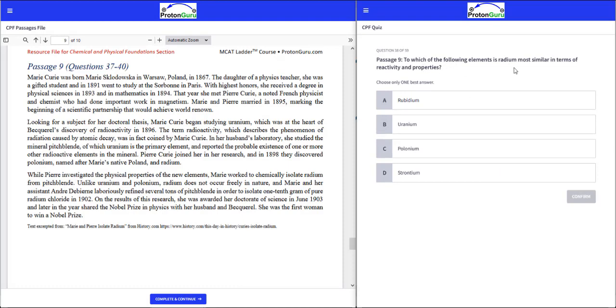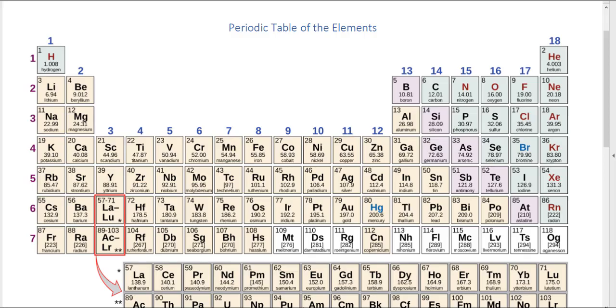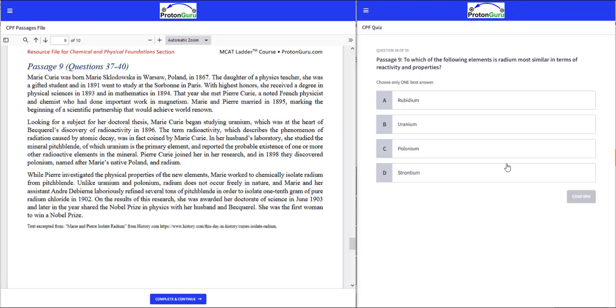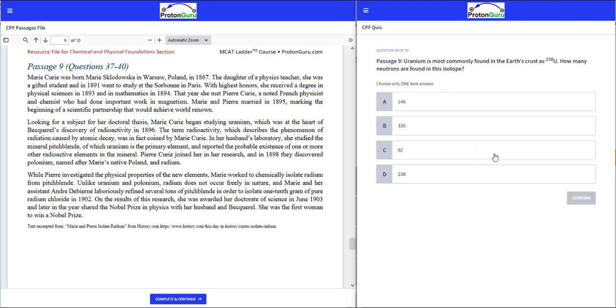Next it asks, to which of the following elements is radium most similar in terms of reactivity and properties? We'll pull up a periodic table to look at that. So we're looking for radium. We can find radium right here. It's asking which element it's most like, and we see that it's in the same column as barium, strontium, calcium, magnesium, and beryllium. Probably one of those elements. Going back to our screen, we see that strontium is one of the choices, and that would be correct.